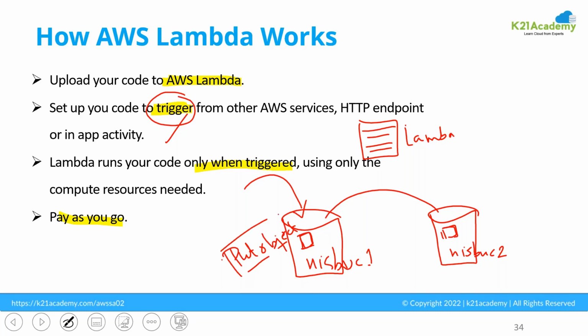So this is a trigger. So when this trigger happens, this code will be called. This code will copy the object and the metadata information from here and will copy it over here. And then the code will sleep again.